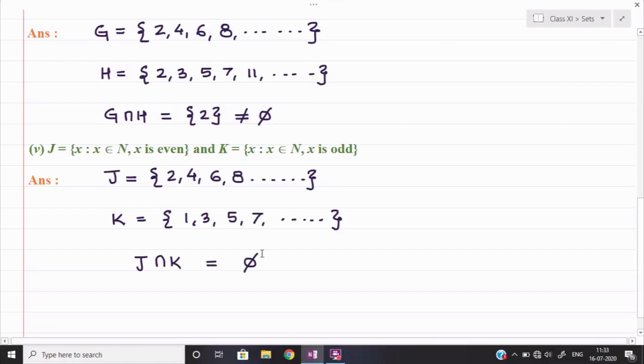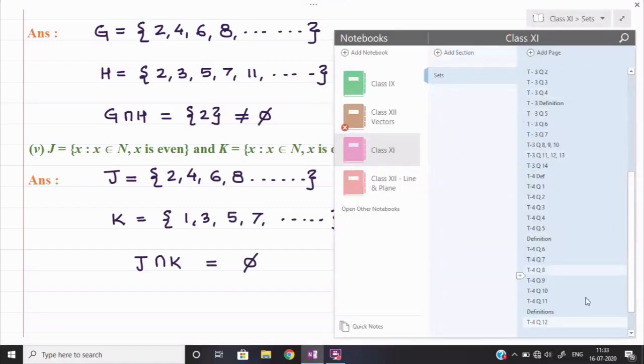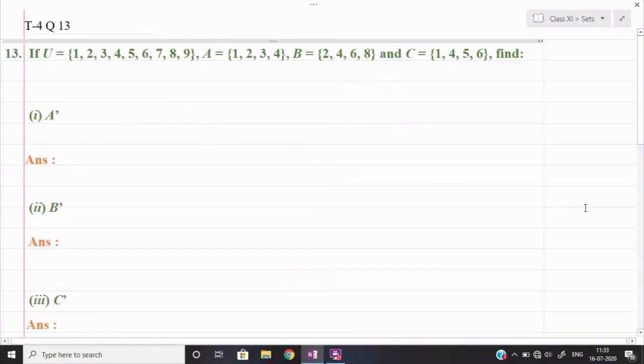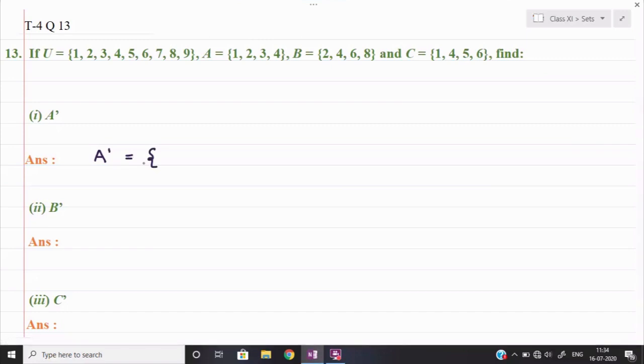Okay. Now let us see the next question. Question number 13. In the 13th question, we have been given sets U, A, B and C. We need to find the values of A dash, B dash, C dash. Some of the parts I will solve for you. For example, if I try to find the value of A dash, the way I have explained, subtract the elements of A from U, that is 1, 2, 3, 4. We shall subtract, and who will remain here? 5, 6, 7, 8 and then 9.